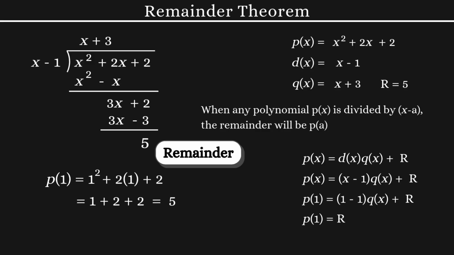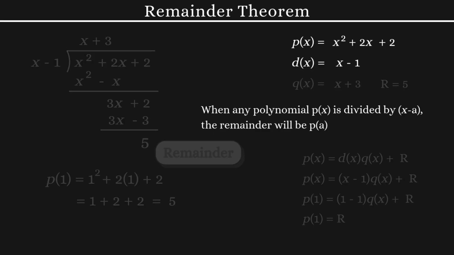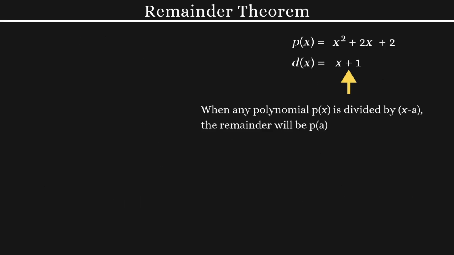Now, let's say we have the same polynomial divided by x plus 1. We'll remember here that from our divisor, we'll have to change the sign of the constant term. So, let's find p of minus 1. Minus 1 the whole squared plus 2 into minus 1 plus 2. This becomes 1 minus 2 plus 2, which is 1.